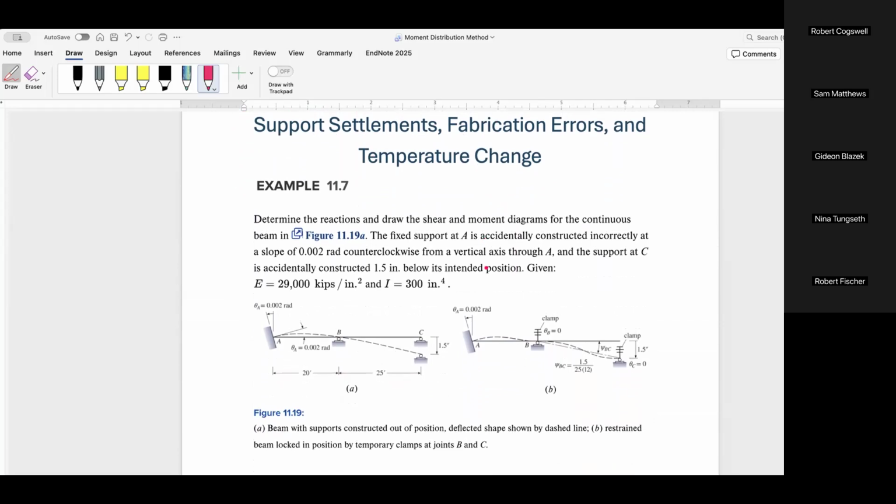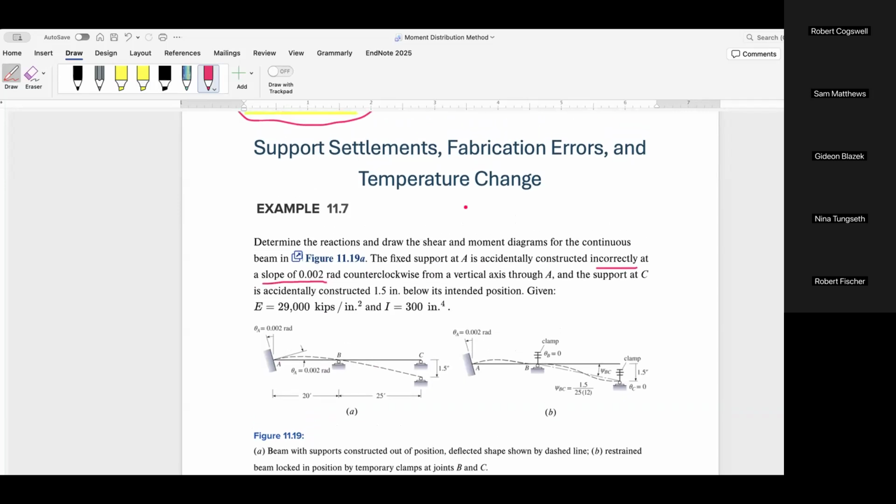So let's see for who joined now. Here we have the fixed support at A. That one is accidentally constructed incorrectly. And because of incorrect construction, it has a slope of 0.002. And this is a fabrication error because those people constructing the building, there can be some error. So you have to consider that one and fix it.